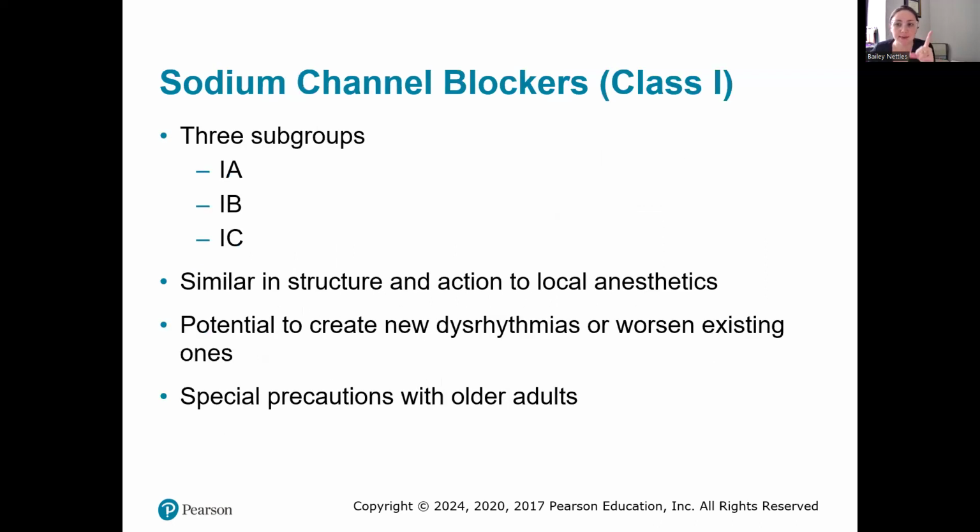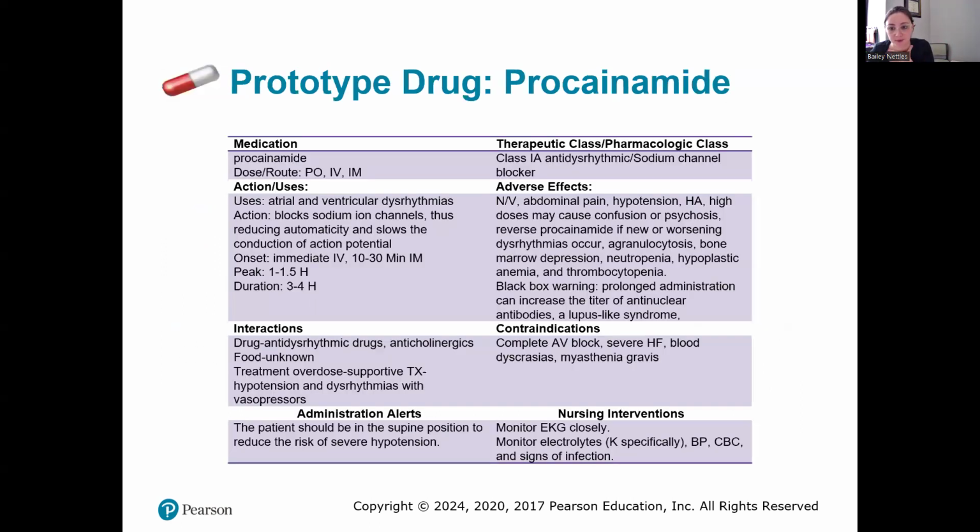So there's 3 types in class 1, A, B, C. They have similar structure and action to local anesthetics. One of them is literally lidocaine, which numbs your mouth. We give it to you IV and it works with your heart. They do have the potential to create new or worsening dysrhythmias, and we have to take special care with older adults.